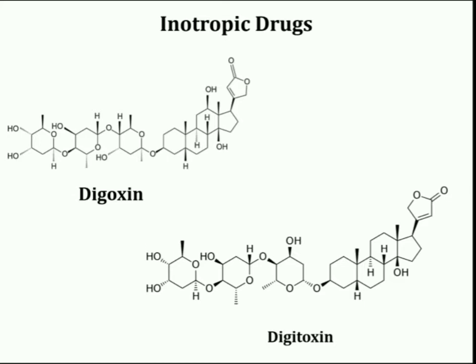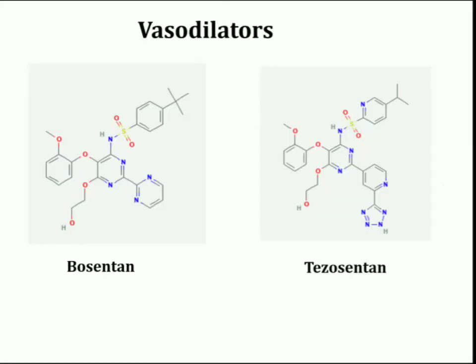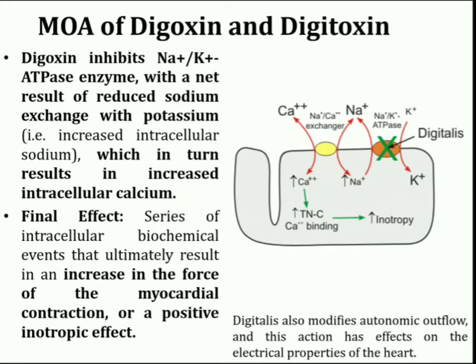Following are the structures of inotropic drugs. These are structures of vasodilators, bosentan and tazobactam. Now first of all, we will understand the mode of action of inotropic drugs, digoxin and digitoxin.